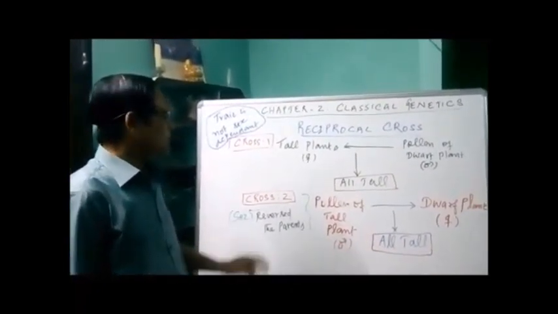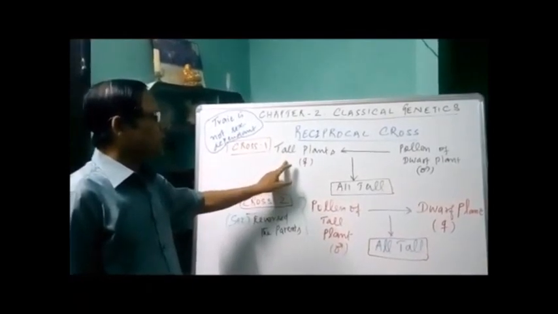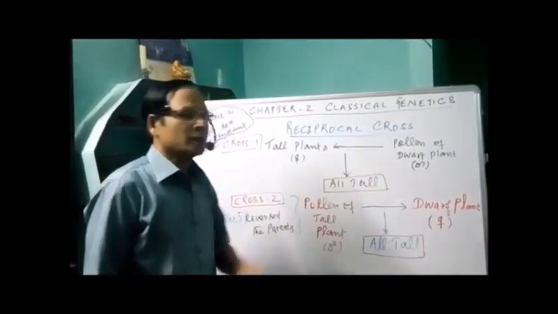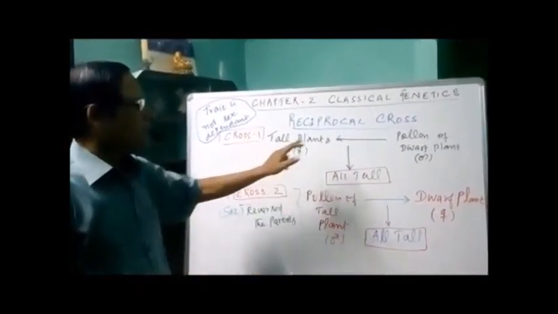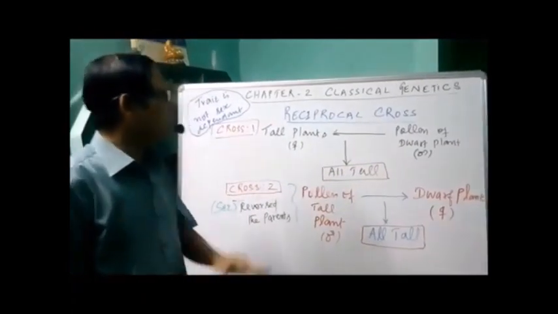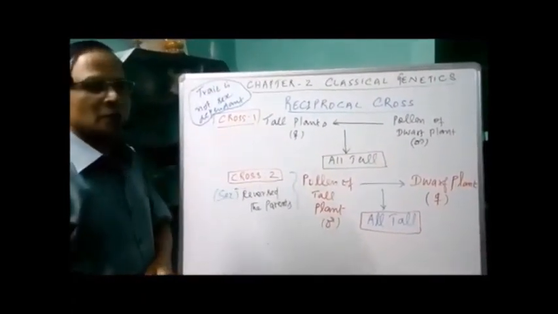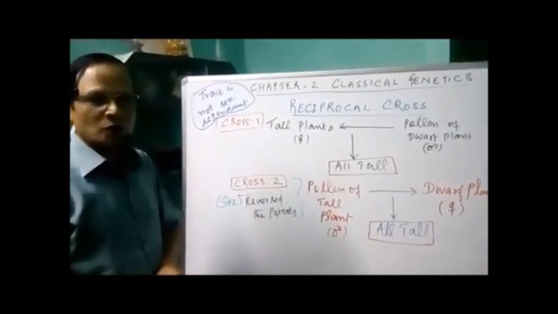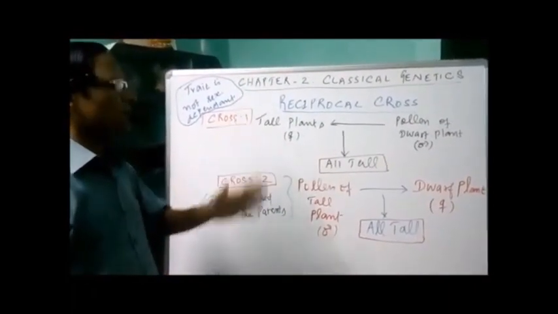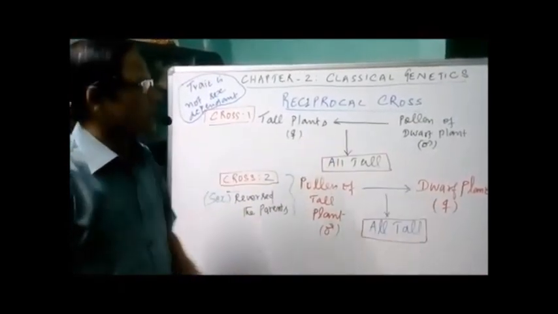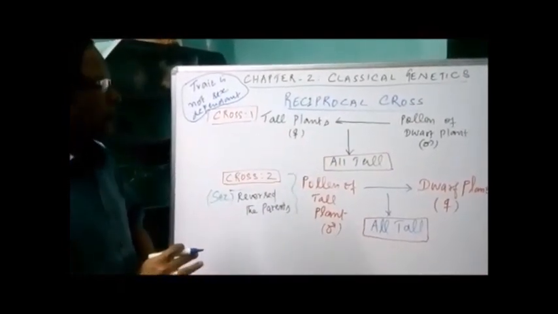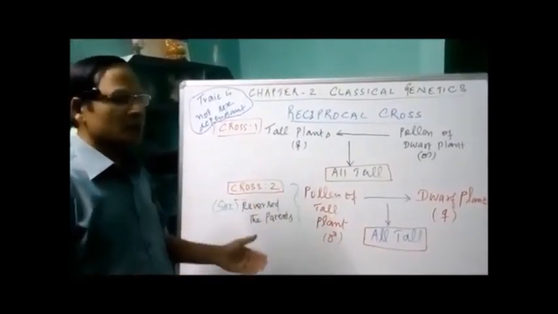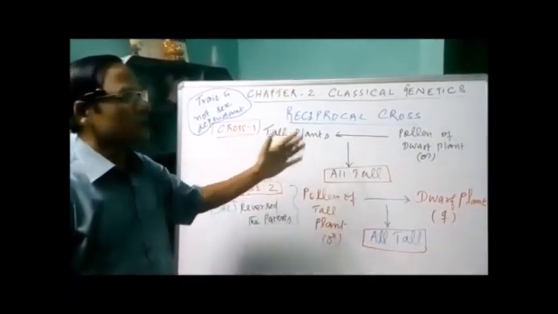In one cross, he took the tall plants and pollinated them with pollen grains from the dwarf plant. That means the pollen grains from the dwarf plant are transferred to the tall plants. So this tall plant, having only the pistil, is considered a female plant, and the plant from which pollen grains are taken, the dwarf plant, is considered a male plant. In that cross, he observed that all the plants obtained were tall.